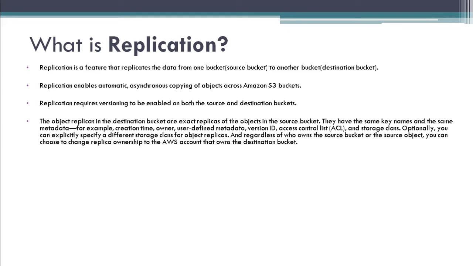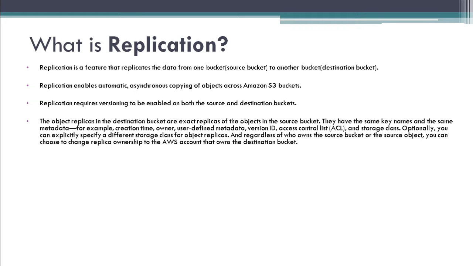Optionally, you can explicitly specify a different storage class for the object replica. So if you want to change the storage class in your destination bucket, you can do that while configuring the replication rules. Suppose you have the Standard storage class for your source object, you can set Standard-IA or Glacier, so you can save some storage cost while replicating. So you can change your storage class while setting your replication rules.